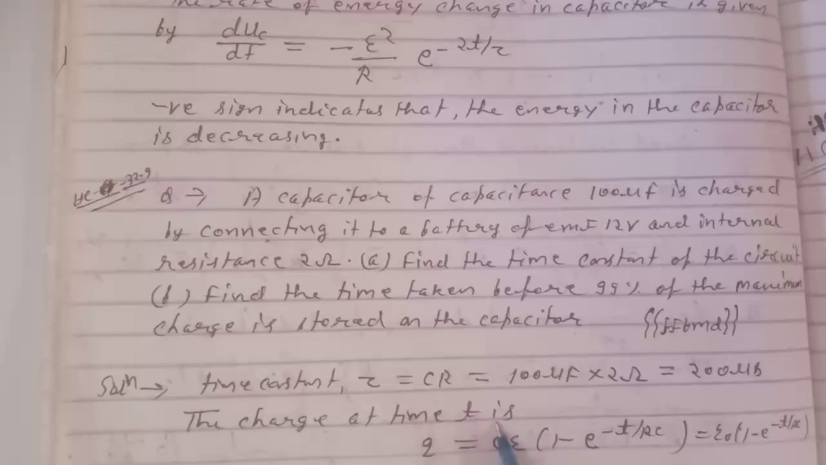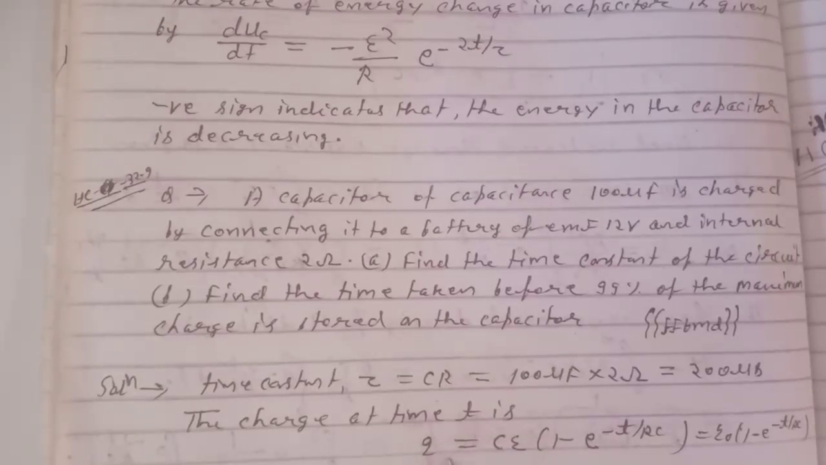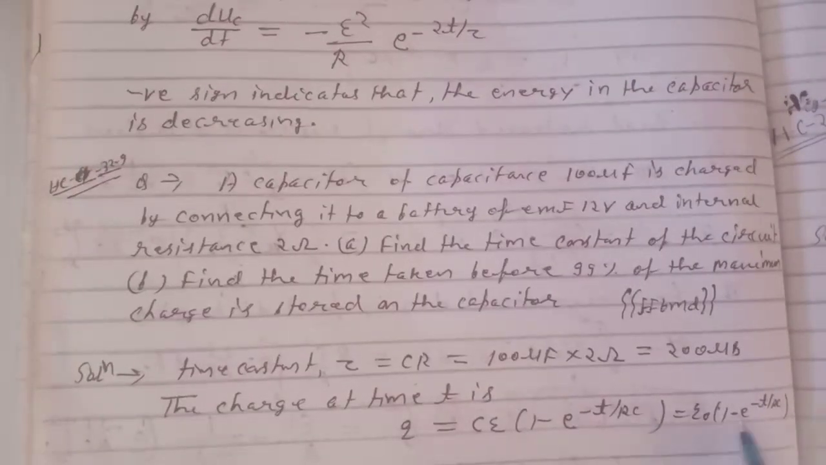The charge at time t is q equal to C into, this is the formula for charge at any time t, C into 1 minus e to the power minus t by RC, or q naught into 1 minus e to the power minus t by RC.